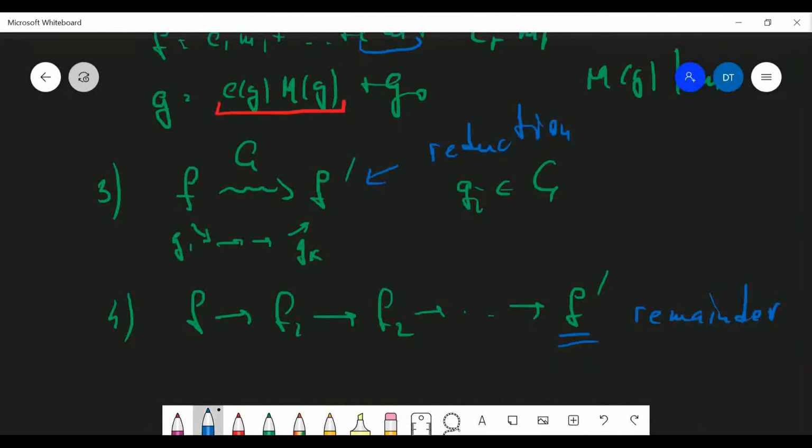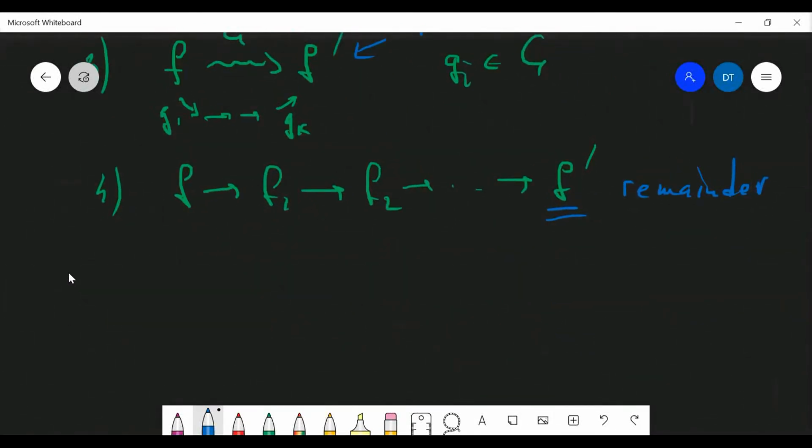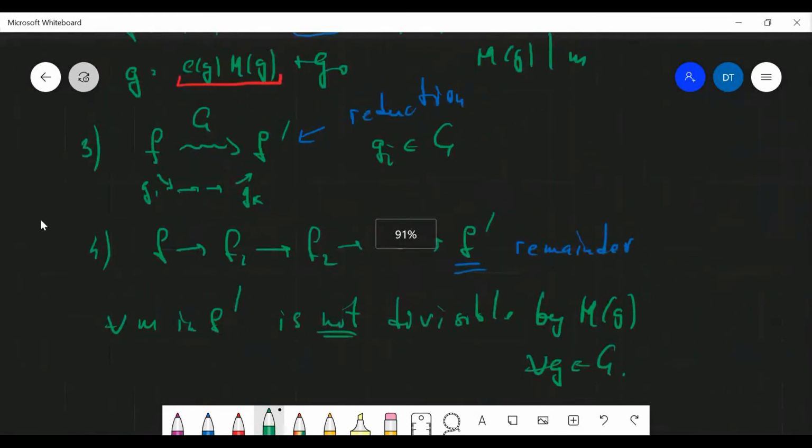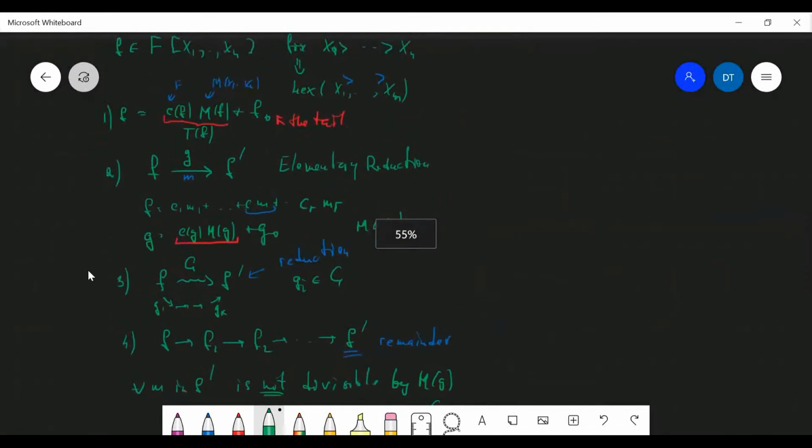Yeah, and so let me write explicitly the property of f prime. It means that every monomial in f prime is not divisible by m of g for any g in G capital. So this is the property of a polynomial which means that the polynomial is a remainder. Okay, so that was a quick recap of what was going on during the lecture.